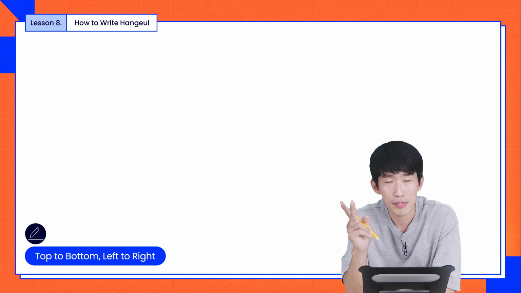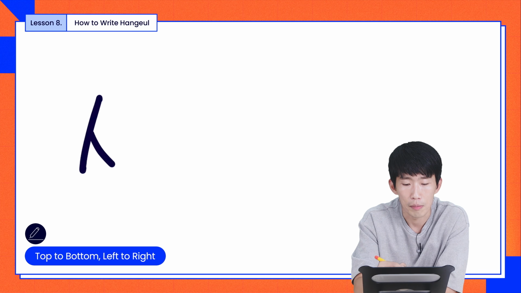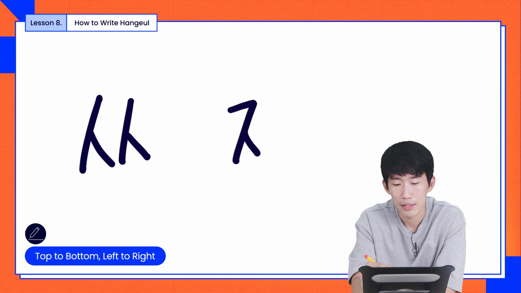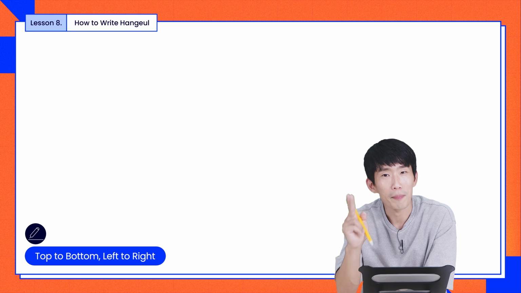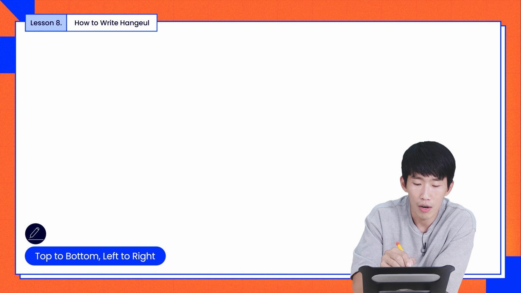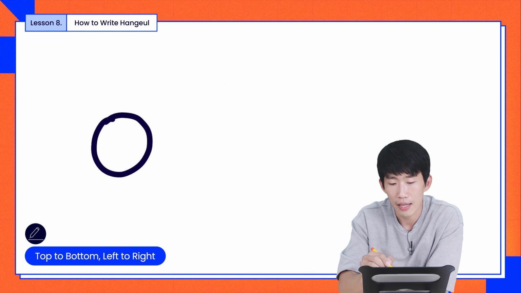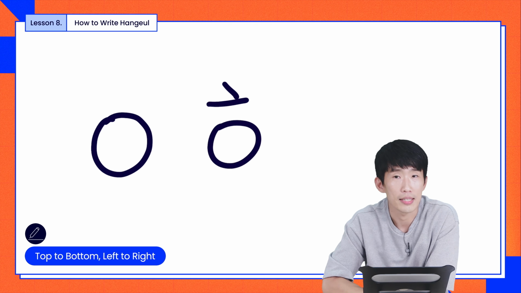And there are two double consonants that we want to talk about, and they are double 시옷 and double 지읒. So 쌍시옷 and 쌍지읒. And the two remaining consonants that we want to look at are the circle shape 이응 and the related 히읗.